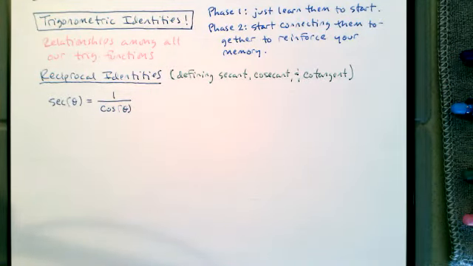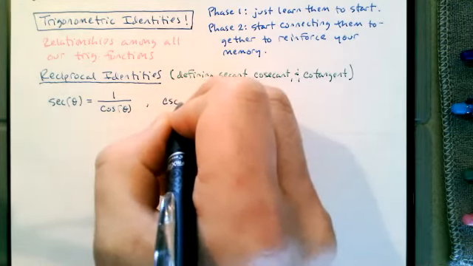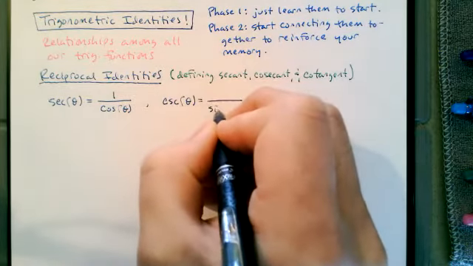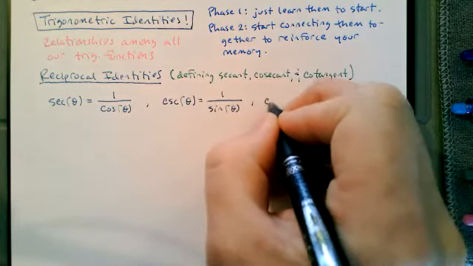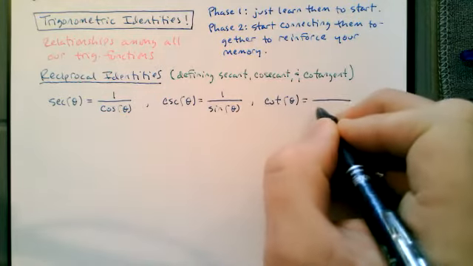Secant of theta is 1 over cosine of theta. Cosecant theta is 1 over sine of theta. And cotangent of theta is 1 over tangent of theta.